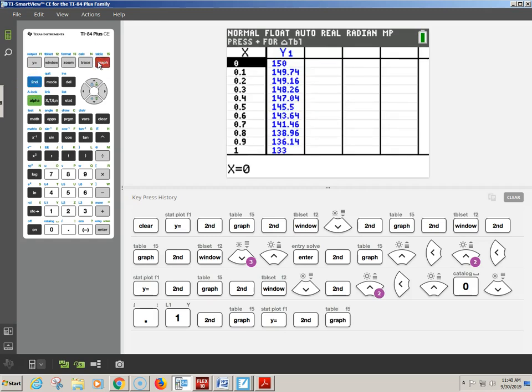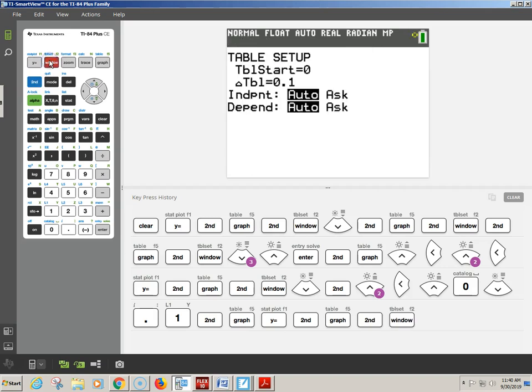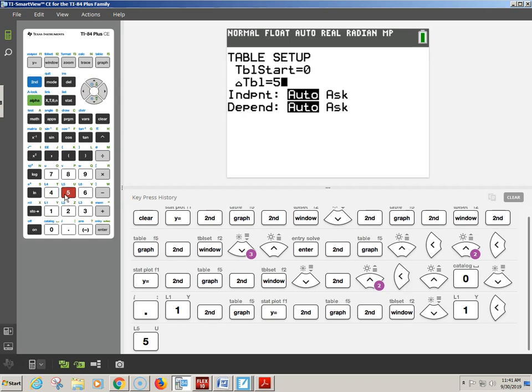But yours might not be doing that. So, how do we change how a graph looks? Window. How do we change how a table looks? Second window. Turn off your stat plot because you don't want that. We're not doing lists, we're doing the y equals. You can have tables go by 1s, by 2s, by 5s, by all sorts of different stuff. But make sure your table is on automatic, not ask.